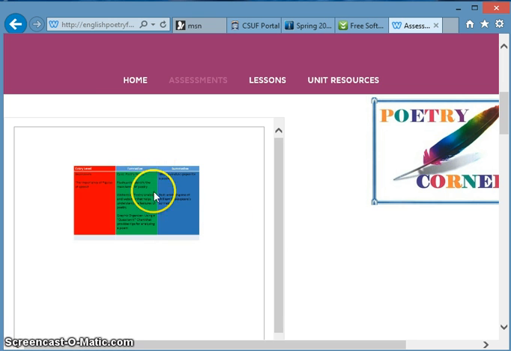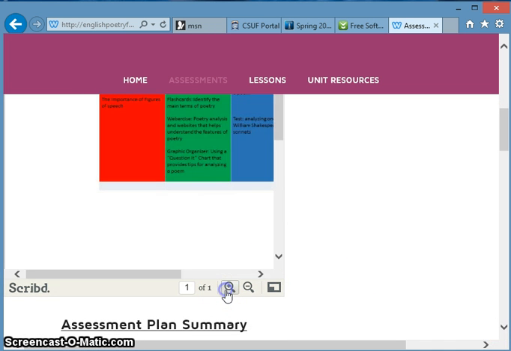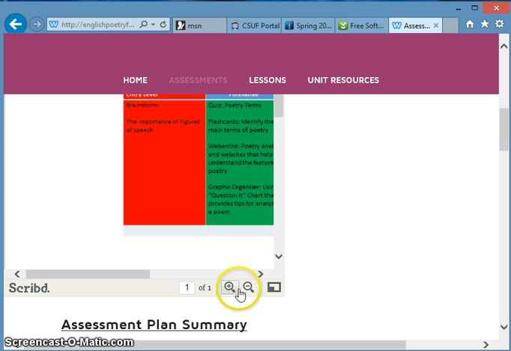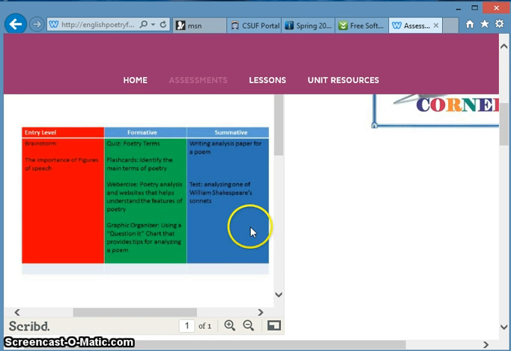So here I have the assessment activity, which consists of the entry level, four formative assessments, and two summative assessments. If students click on this assessment activity and try to zoom in, they will be able to read the formative assessment activities and the summative assessment activities.